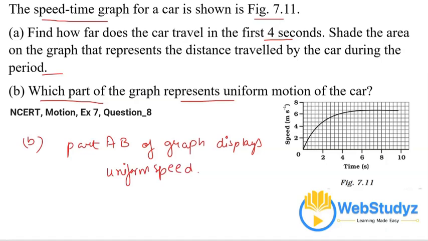I will mark the points A and point B. This region displays uniform speed of car completely from here till here.